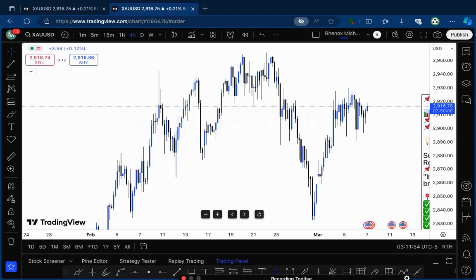Welcome back, traders. In this lesson, we're diving into support and resistance, which is one of the most powerful concepts in trading. Mastering this will help you identify high probability trades, setups, and improve your accuracy.